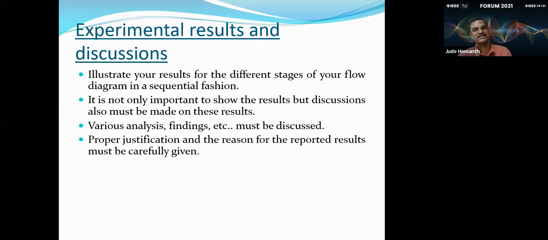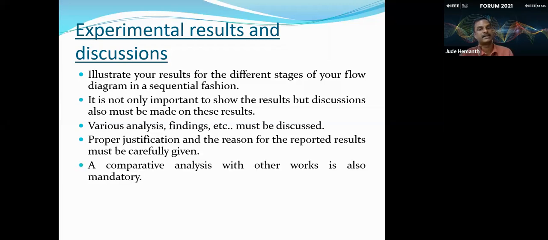Proper justification and the reason for the reported results must be carefully given, right? Why and why not? A comparative analysis with other works is mandatory, in a tabular column. In the first column, you have all the other persons' work, and you can specify your result. Sometimes the background on which they have executed the result may be different. Then you can put a star mark, and below the table in italics, you can specify the database they have used or something like that. That is always acceptable.